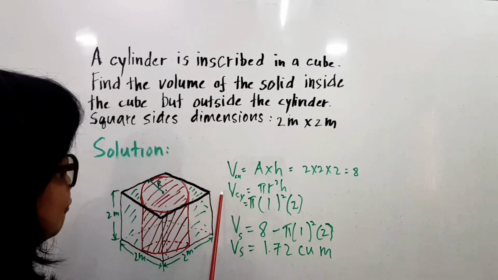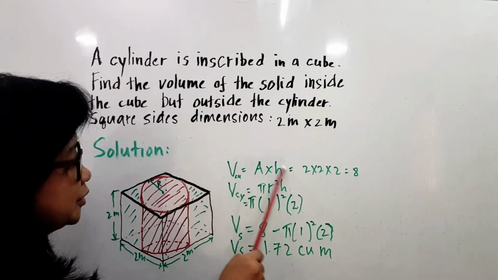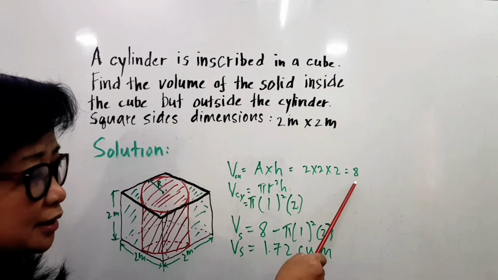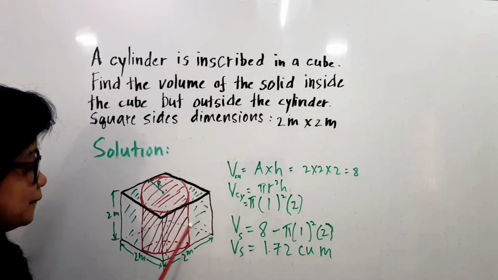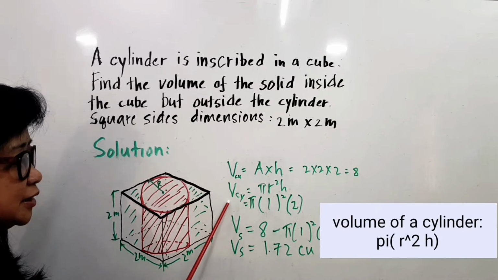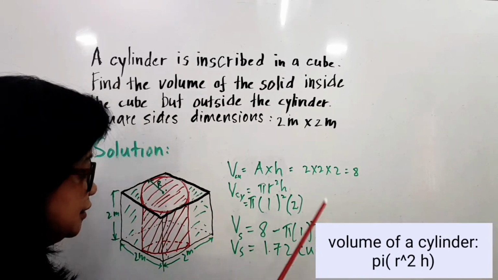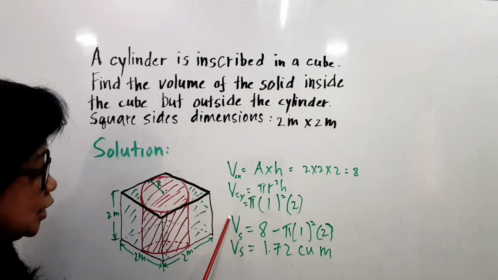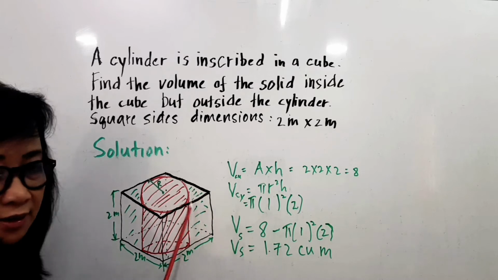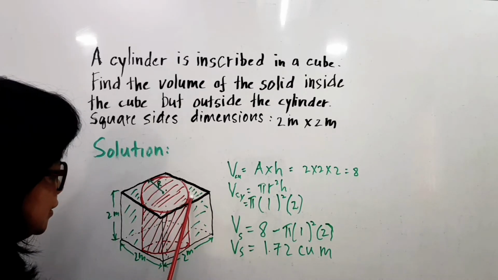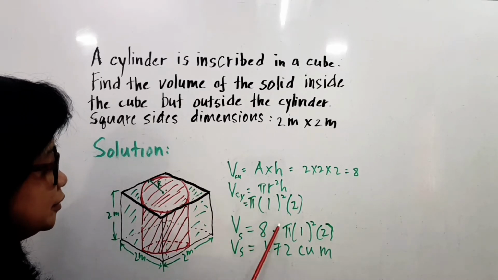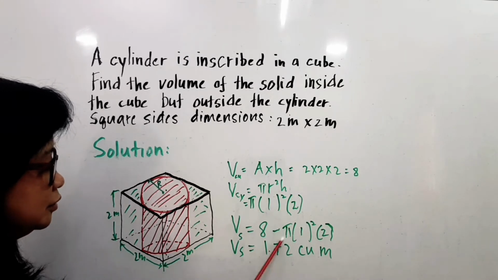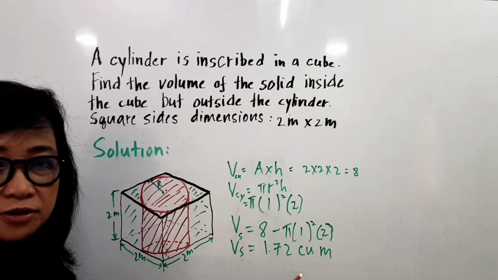So, therefore, the volume of the cube is equal to area times the height which is equal to 2 times 2 times 2, which is equal to 8, and the volume of the cylinder which is equal to pi r squared h. That is the formula of the volume of the cylinder. Therefore, to solve the volume of the solid inside the cube and outside the cylinder is equal to the volume of the cube minus the volume of the cylinder, which is equal to 1.72 cubic centimeter.